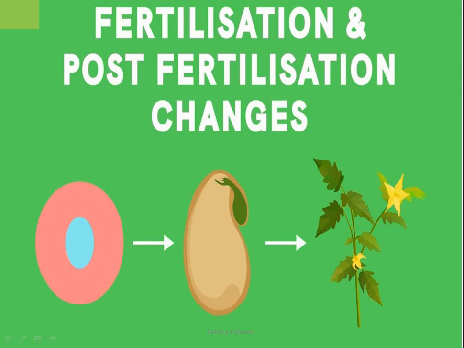What happens is that fertilization involves the fusion of male and female gamete. In our previous lessons, we have read that the anthers produce pollens. Pollens contain male gametes, while the ovary, which is the part of the female reproductive organ, contains the ovules. Ovules contain the female gametes. So fertilization is the fusion of male and female gamete, giving rise to a single cell called zygote.